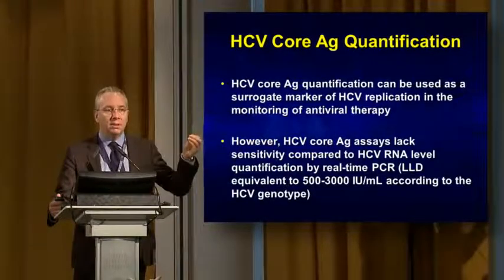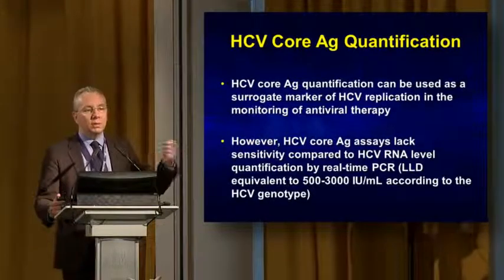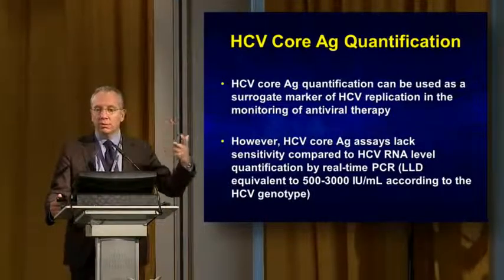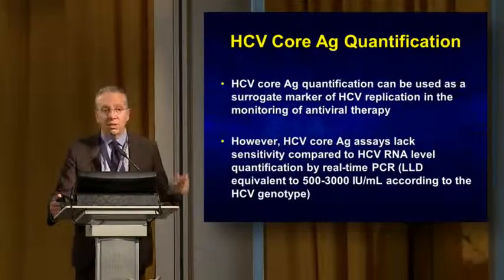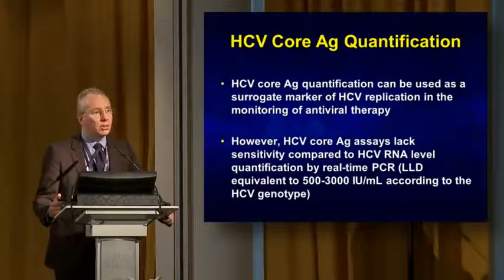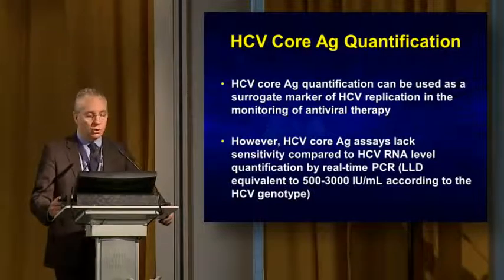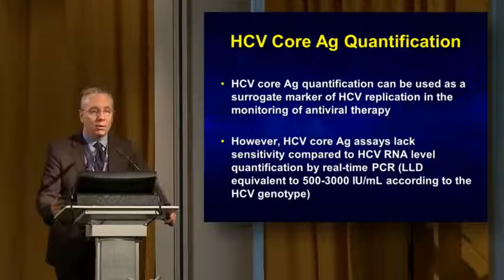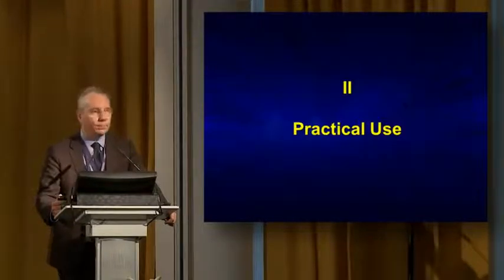This means that core antigen quantification can be used to diagnose infection. It's sensitive enough to diagnose an infection with a high viral load, but it's not sensitive enough to monitor replication on treatment and to make clinical decisions such as the ones I'm going to show you now. So core antigen quantification cannot be used to replace HEV RNA level monitoring by real-time PCR.